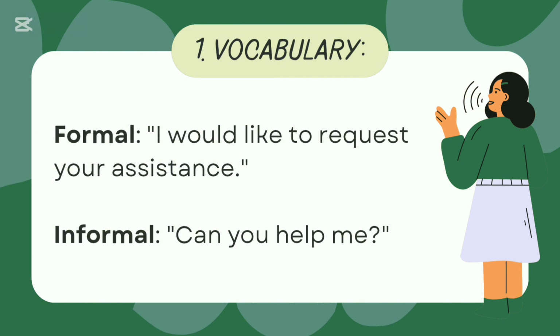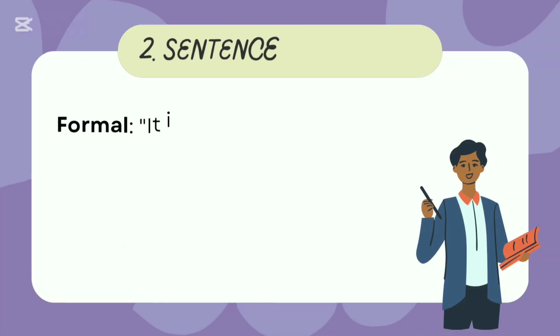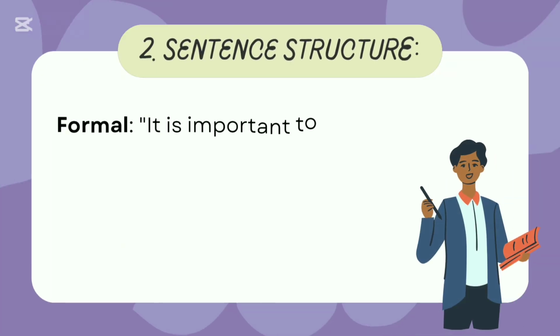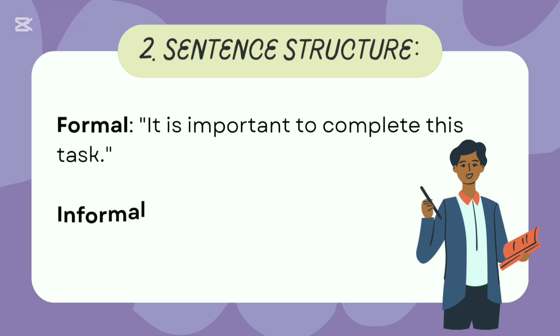2. Sentence structure. Formal language uses grammatically correct and properly structured sentences. Informal language is more relaxed, often using contractions or incomplete sentences. Examples. Formal. It is important to complete this task. Informal. You need to finish this.